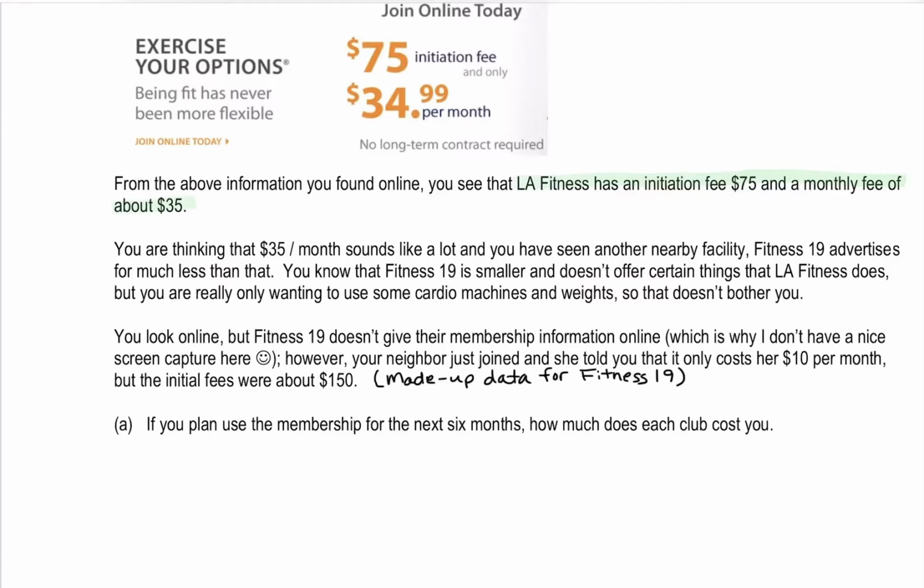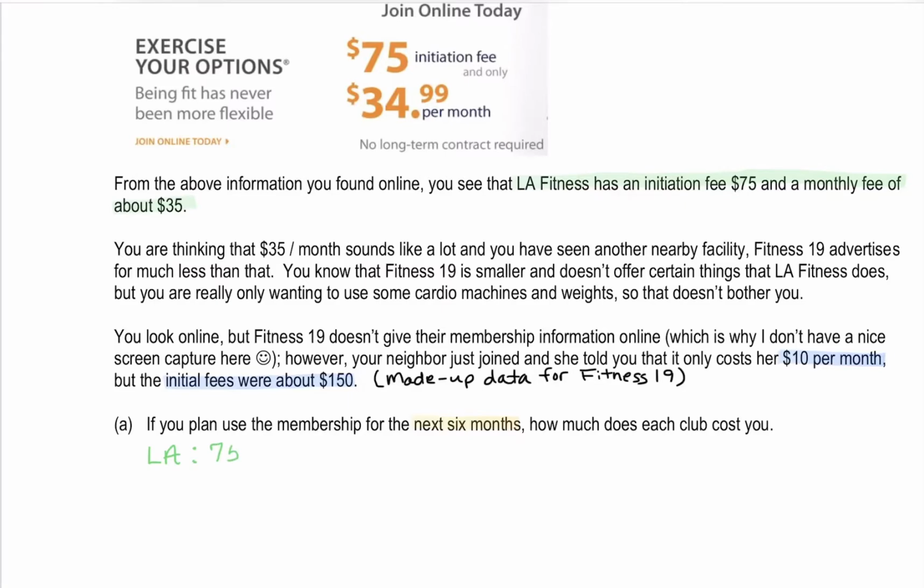I'm sure that's way too high. I shouldn't have maybe used the name Fitness 19. I should have probably just used some other generic fitness. All right, so here we are, Fitness 19, $10 a month, and initial fees of $150. Now, in this situation, suppose that you're only planning on joining for the next 6 months. Maybe you just want it over the winter or something like that. So let's look at how much each of these would cost us if we were only going to join for 6 months only.